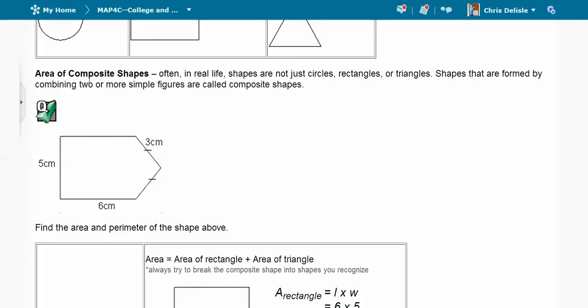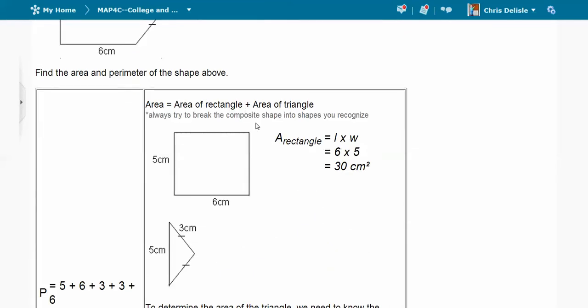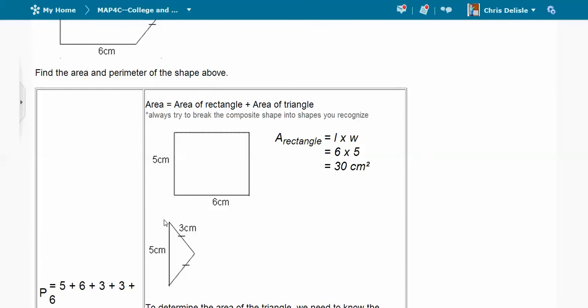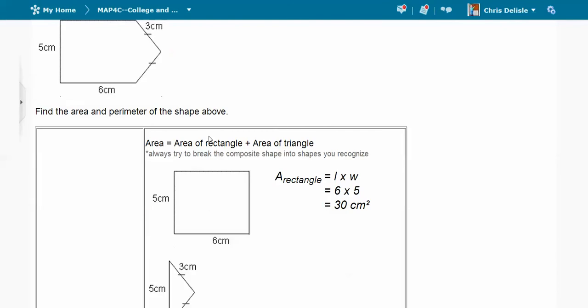There's a couple extra things going on in this composite shaped one. So really what we're going to do is cut this thing into a rectangle and a triangle. And for the area of the rectangle, that part's easy. You can see that it's 5 by 6. The triangle's got 5 across the bottom here, and then these sides are 3. The dashes mean they're the same length on each of them.